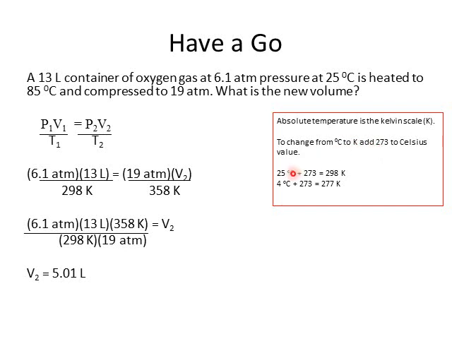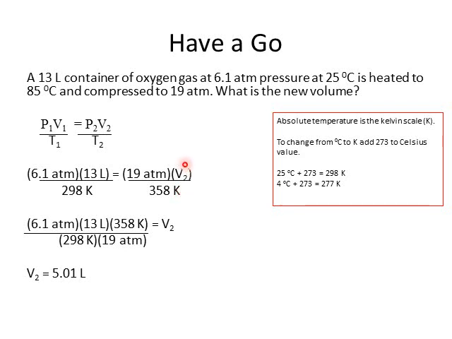So for example, in this case where I have 25 degrees C, add 273 to it, and you get a 298 Kelvin value. If, for example, it was 4 degrees C, again, just add 273 to it, and you end up with a Kelvin temperature of 277. So any Celsius temperature you get, just add 273 to it to get your Kelvin scale. So for my P2 of 19 atmospheres, my V2 I'm looking for, and my T2 is 85 degrees C, but I need to convert that to the Kelvin scale, and that becomes 358 Kelvin.